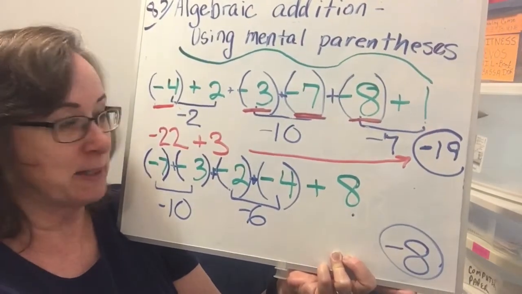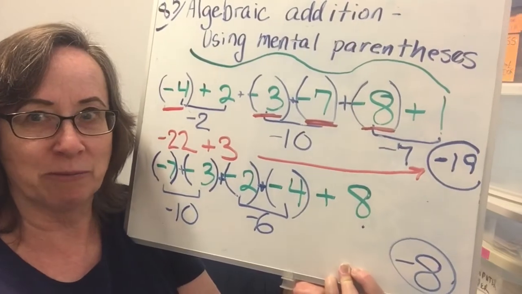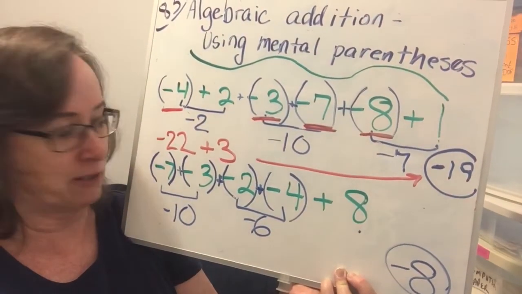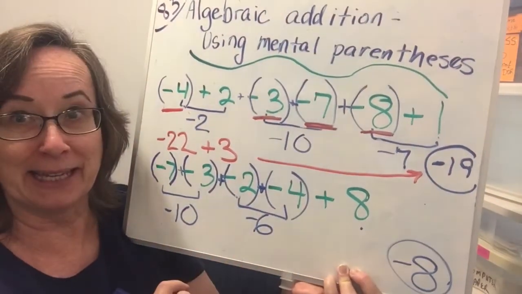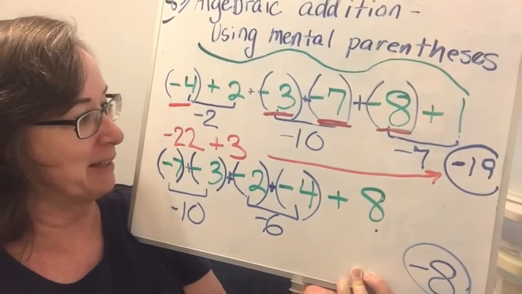Okay, now this one's not going to be much different doing the all one sign rule, right? So we're going to do all the negatives first, and we get the negative 16, and then we add the 8. That one's not going to be any different either way we do it.